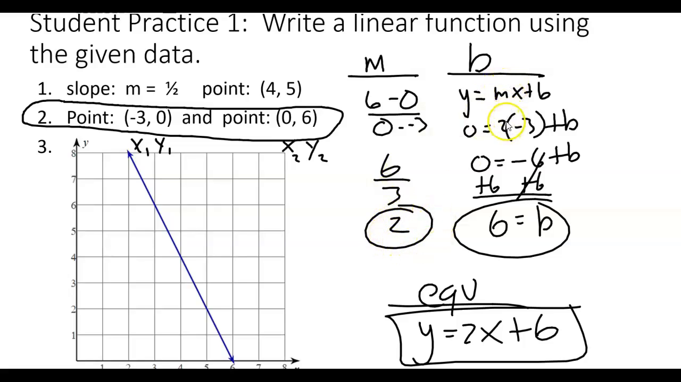For my y-intercept, I went ahead and plugged in the point (negative 3, 0). So I plugged in 0 for y and negative 3 for x, and of course, I used the 2 for the slope. Solving for b, I got 6. And then the equation was y equals 2x plus 6.